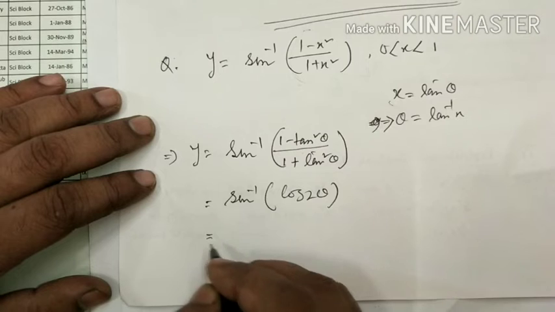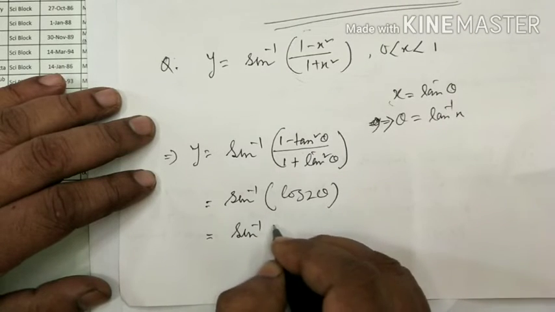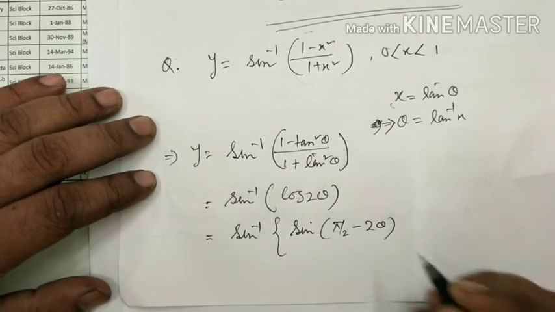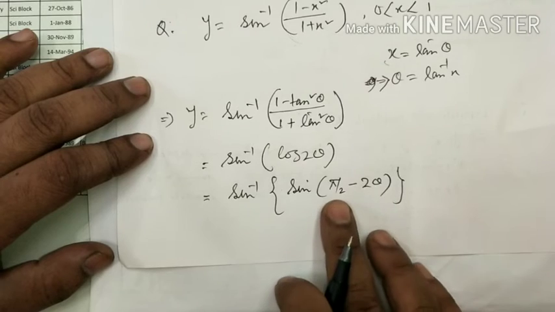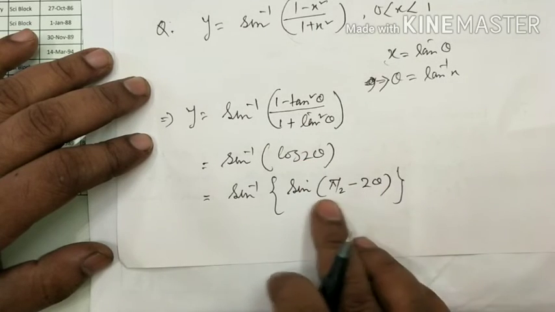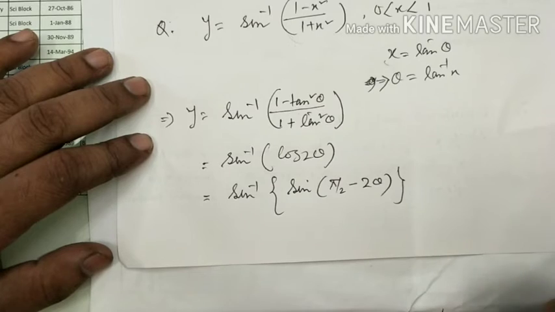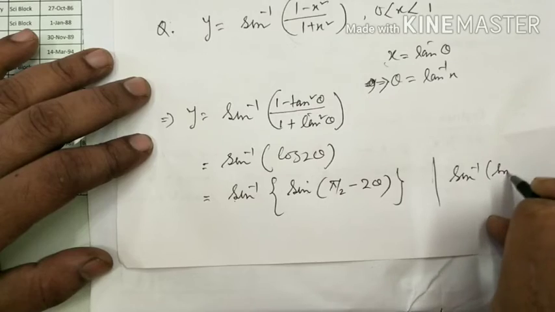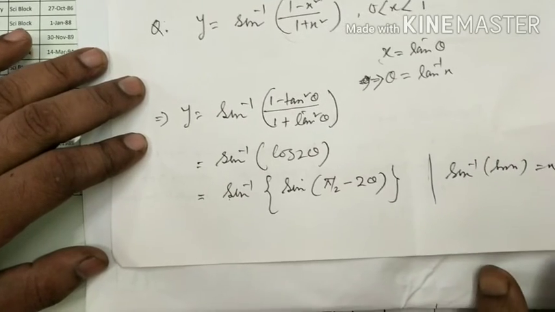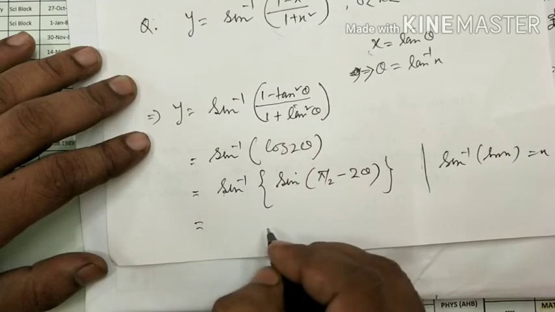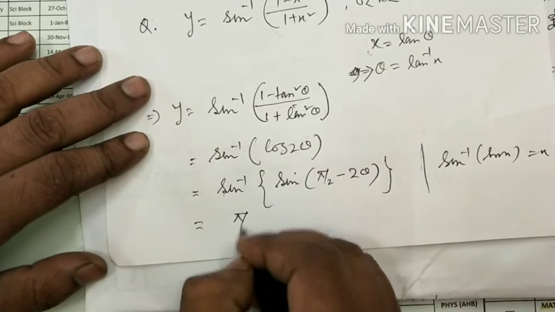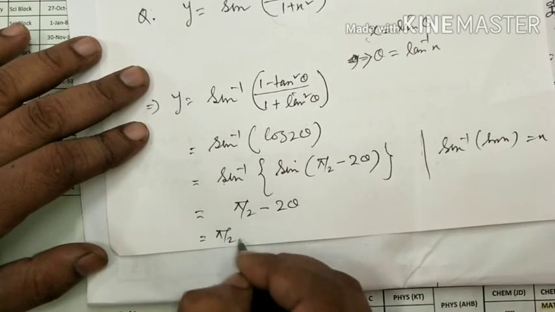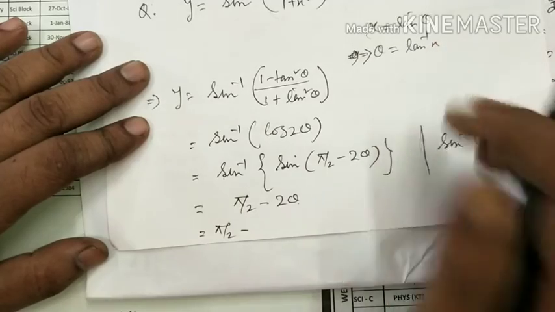It will be sine inverse sine of (pi by 2 minus 2 theta). If you apply this quadrant rule, sine (pi by 2 minus theta) equal to what? Cos theta. Sine (pi by 2 minus 2 theta) equal to what? Cos 2 theta. Very simple. Now sine inverse sine, it will be cancelled. You know, sine inverse sine x is equal to what? Always x. You got in the chapter inverse trigonometric function. So both together will be pi by 2 minus 2 theta. And if you replace theta, theta is what? Tan inverse x.